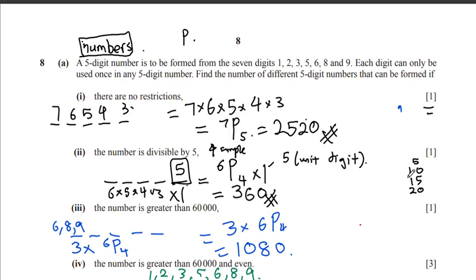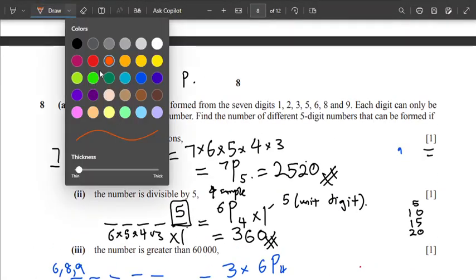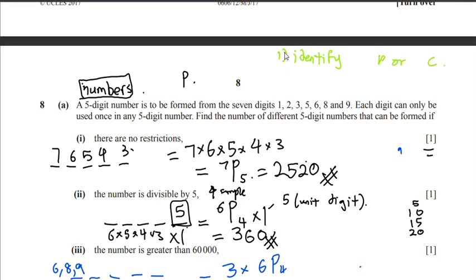So what did I do? Firstly, mostly when it comes to this type of question, identify whether it is a P or C, permutation or combination, which I gave you the note just now. Second one is about sample space. This is a note for you guys when you're doing this kind of question. Or limit. What limit? What restriction?